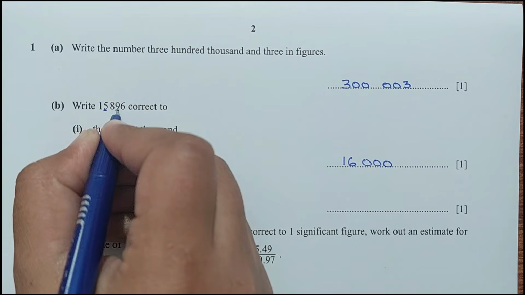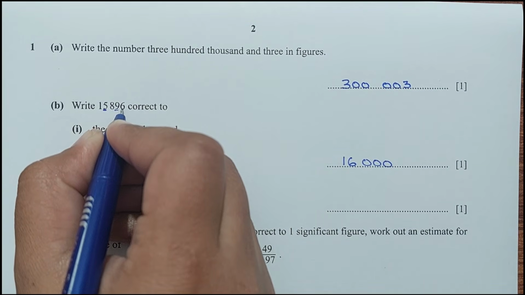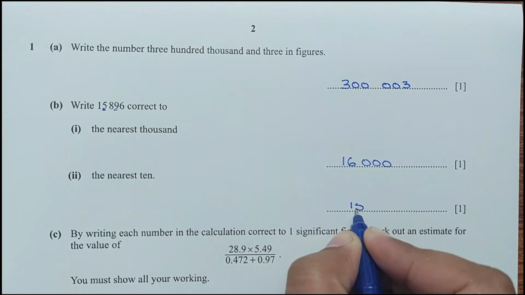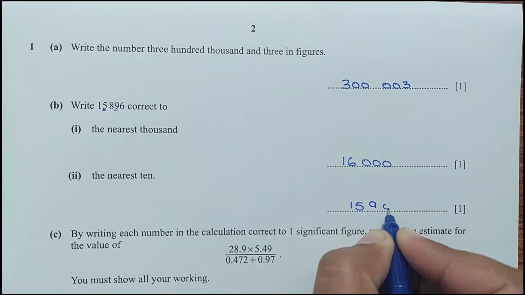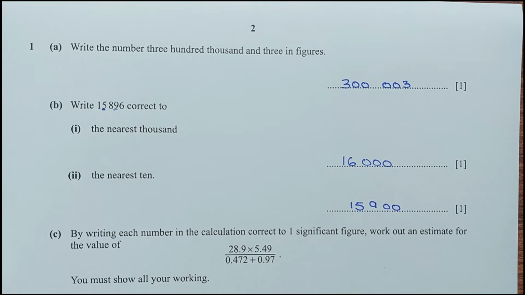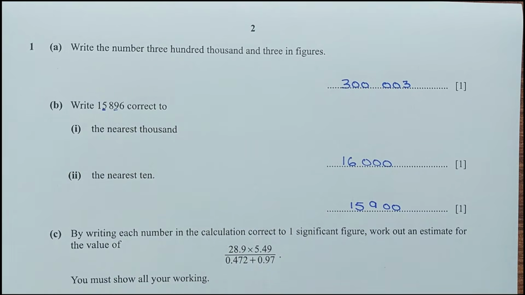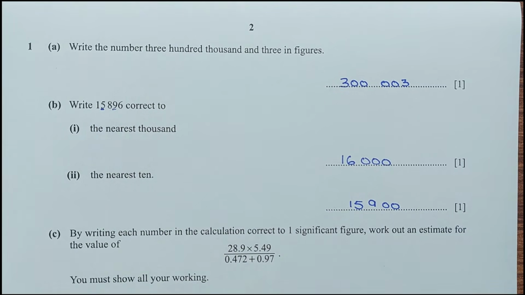Number 2, the nearest 10. The digit at the 10 place is 9. The next is 6, so we have to round up to make it 10. So it would be 15,900, because when I make this 9 into 10, 8 becomes 9 and 9 becomes 0.